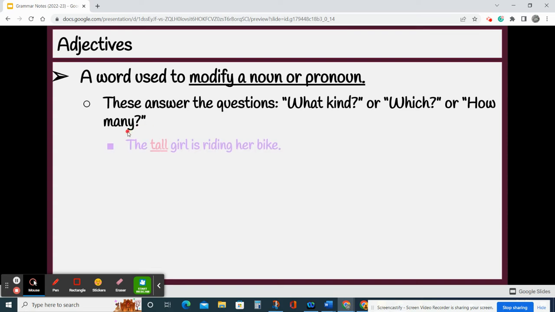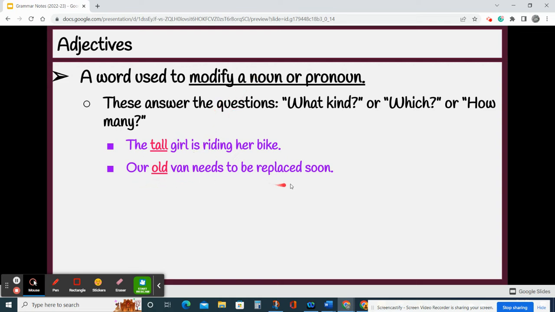So take a look at these sample sentences. And do jot these down. Make sure you write these down. Make sure you color or highlight as you need to. Sentence 1. The tall girl is riding her bike. If we were to ask ourselves, what kind of girl is riding the bike? We would answer it, tall. Tall is a description of the girl. Tall is our adjective. It describes the girl, which is a noun.